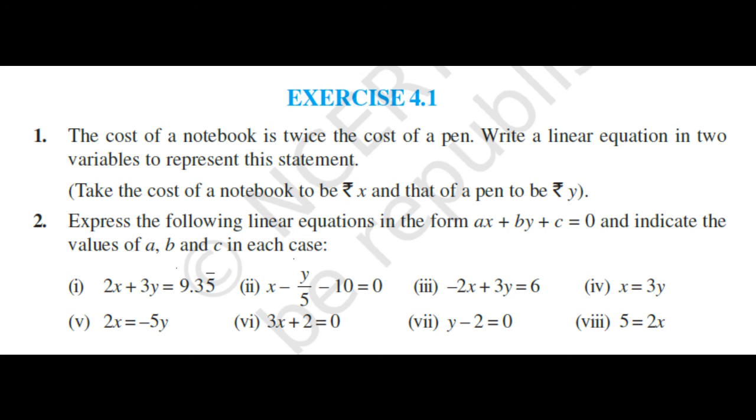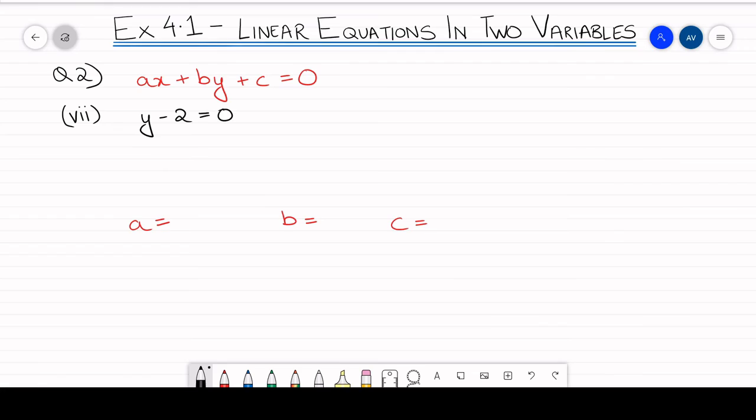Moving to the seventh part. Seventh part is y minus 2 is equal to 0. Again, here all the terms are already on the left side of the equation, so we don't need to worry about that. A out here is 0 since there is no x term, so coefficient of x must be 0. B is equal to 1, the coefficient of y is plus 1, and the constant term c is equal to minus 2.